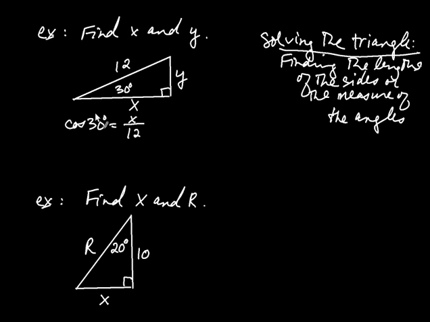So to solve this, I'm going to multiply both sides of this equation by 12. So let's do that. Multiply both sides by 12.